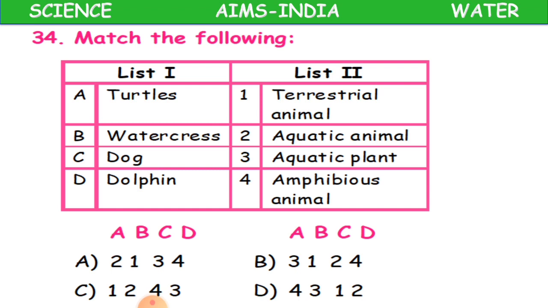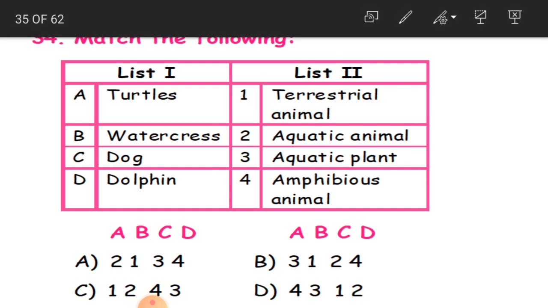34th question here. Match the following. Under list 1 you have some aquatic animals and normal animals, and we have to identify which type of animal each one is. In list 1 you have turtles. So what are turtles, children? They live on the ground and also in the water, so it is an amphibious animal. So A matches with 4. And now water stress, what is it? It is an aquatic plant. So B matches with the third option.